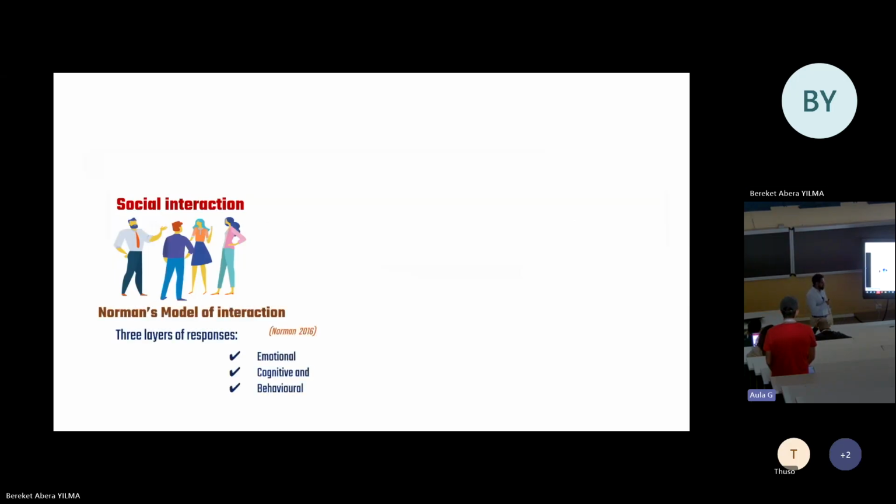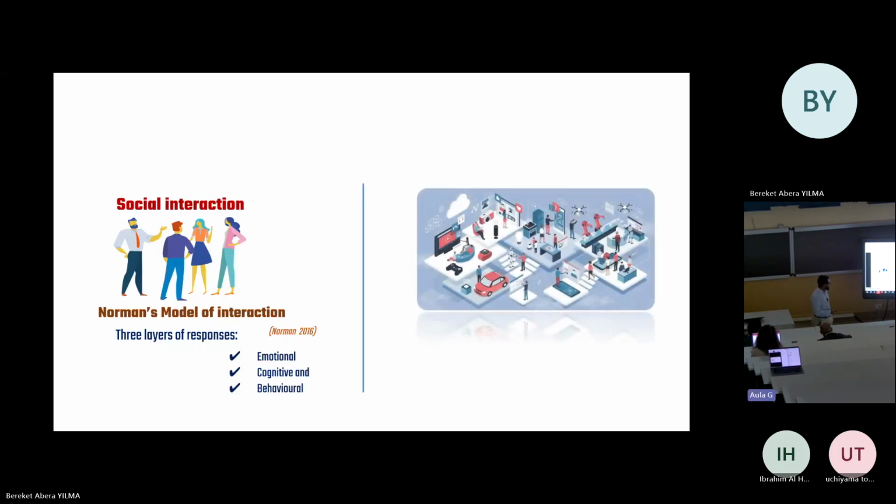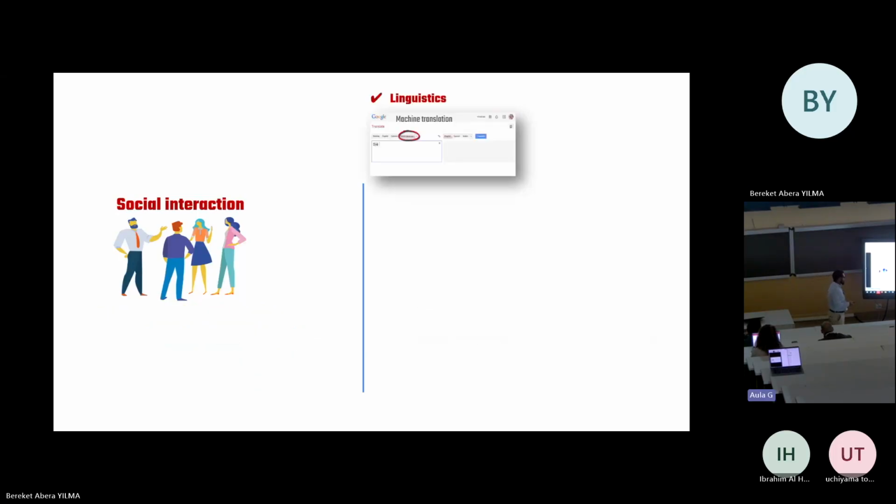From social science, Norman's model of interaction tells us that in any kind of interaction, human beings generate three layers of interaction responses: emotional, cognitive, or behavioral responses. And we detect, reason, and adapt to these responses from each other because we are equipped with similar sets of sensors or information processing units, right? But when you think about this kind of interaction between humans and devices, fundamentally, this is missing. And that's what we want to do.